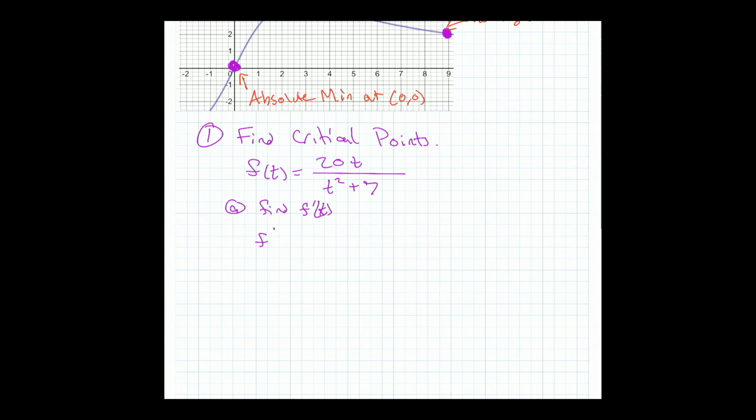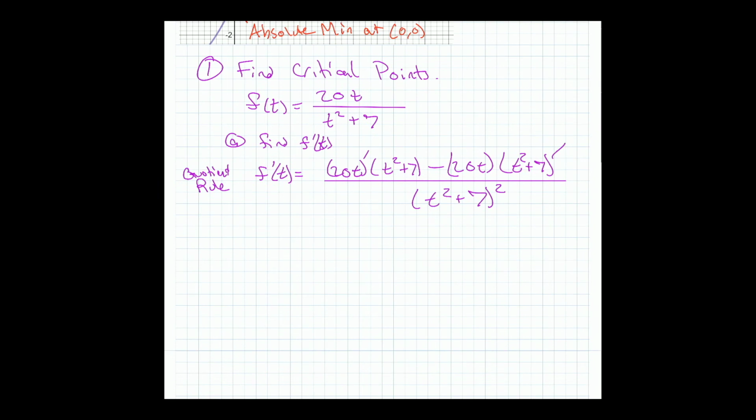Now we need the quotient rule, right? You don't get to forget everything you know about derivatives. Have to do the quotient rule. What's the quotient rule say? It says f prime g, that's how I normally write it, f prime g minus f g prime, over g squared. Okay. Now we take the two smaller derivatives. Those derivatives are easy. The derivative of 20t is 20, times t squared plus 7, minus 20t times the derivative of t squared plus 7, which is 2t, over t squared plus 7 squared.